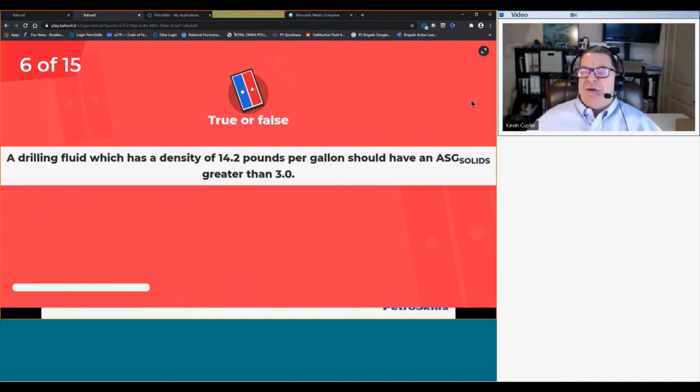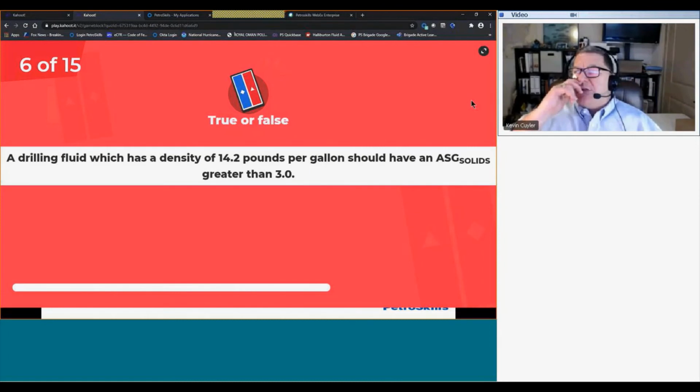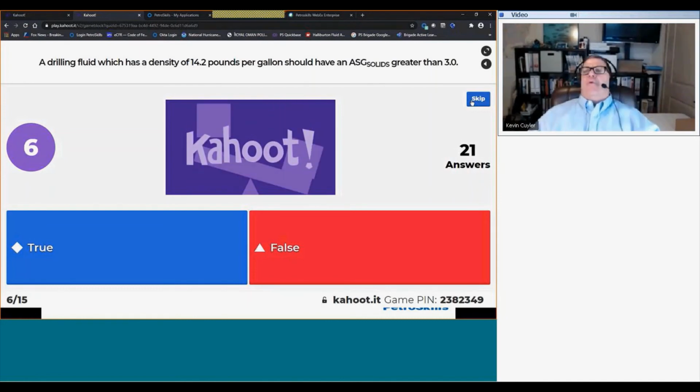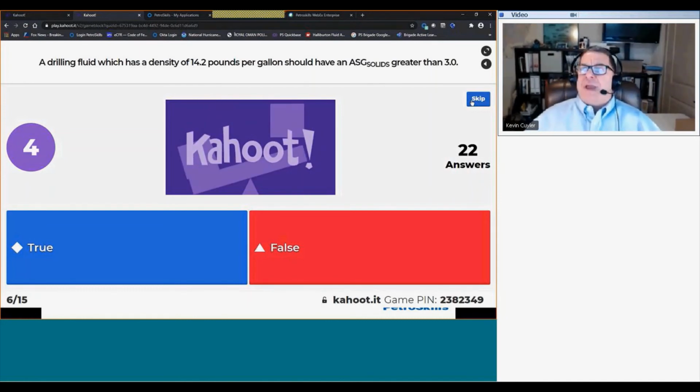Question number 6. A drilling fluid which has a density of 14.2 pounds per gallon should have an ASG of the solids greater than 3.0. This is an interesting question. A drilling fluid that has a density of 14.2 pounds per gallon should have an ASG of solids greater than 3.0.